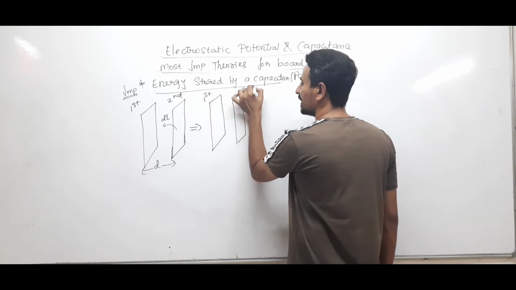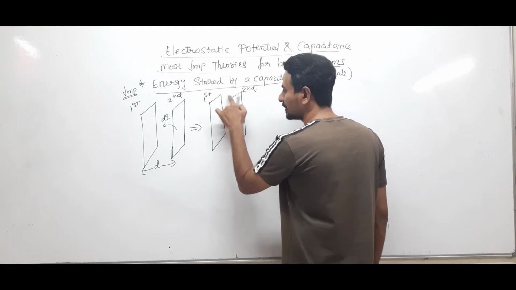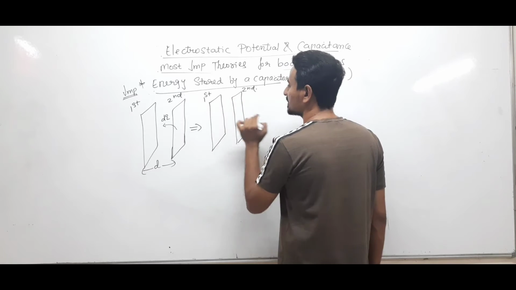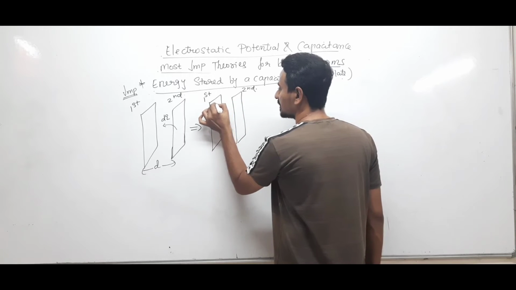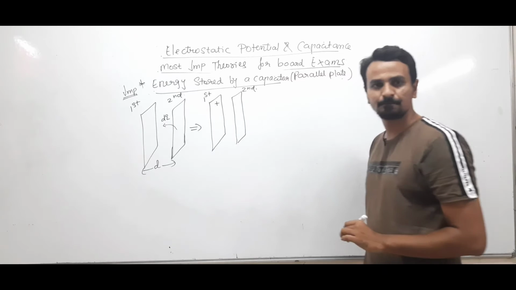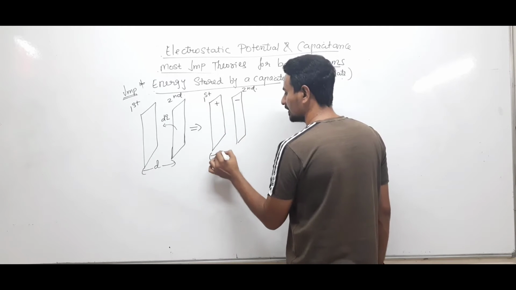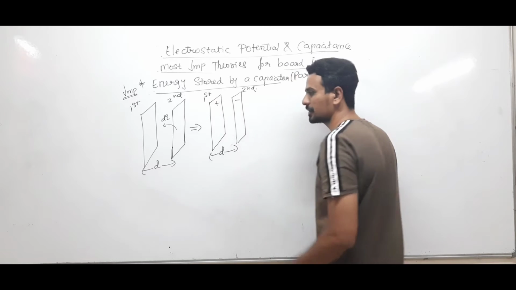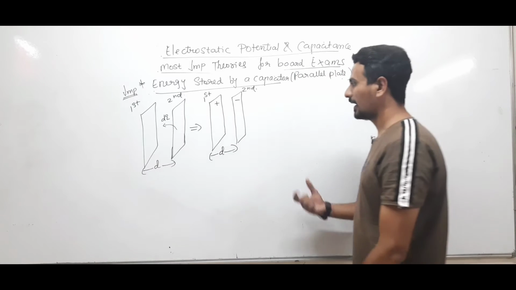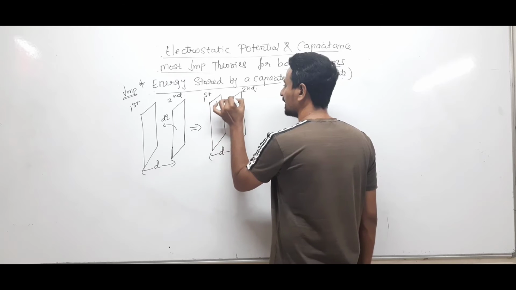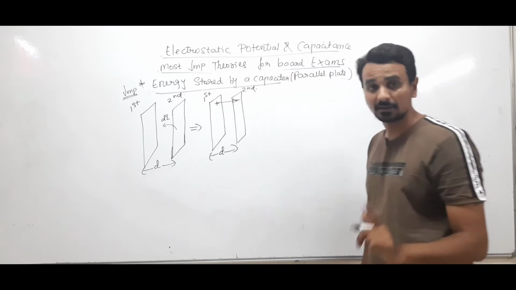Clear? Okay. So when a charge dq is being transferred from second plate to first plate, this is your first plate, this is your second plate. A positive charge dq is being transferred from second to first. So this plate will gain positive charge, this will gain negative charge. Okay, the distance between them is d. Electric field will be developed between the plates from plus to minus.